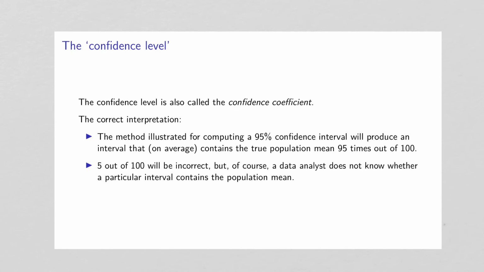The method illustrated for computing a 95% confidence interval will produce an interval that on average contains the true population mean 95 times out of 100, or 5 out of 100 times will be incorrect. Of course, a data analyst does not know whether a particular interval contains the population mean. We're just confident that it's in there. We don't know for sure. I'm 95% sure that it is. I'm not 100% sure that it is.